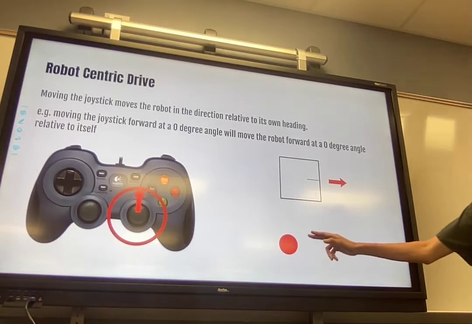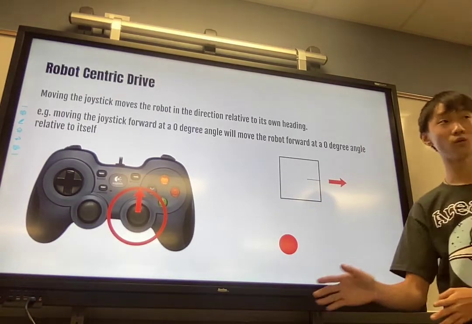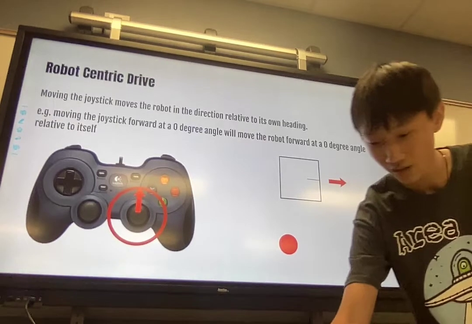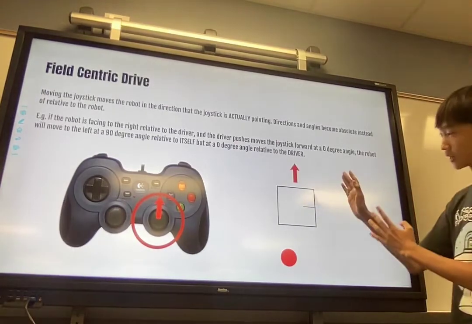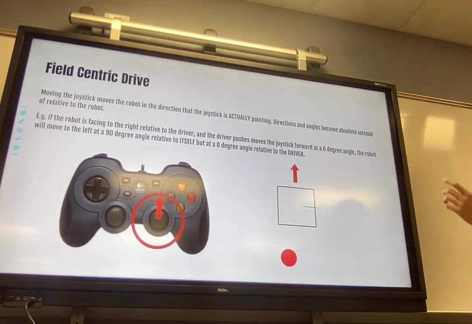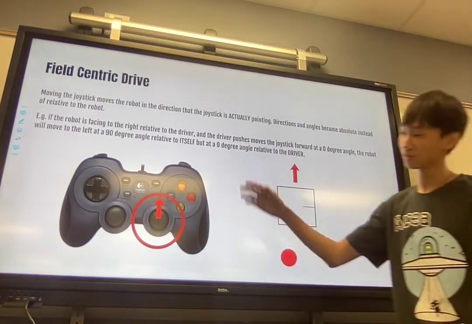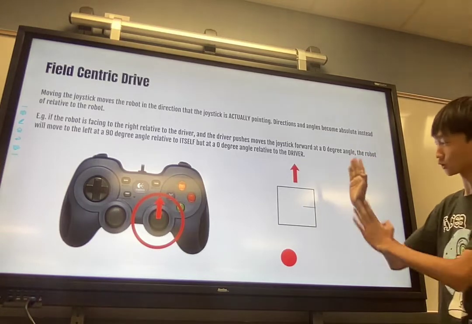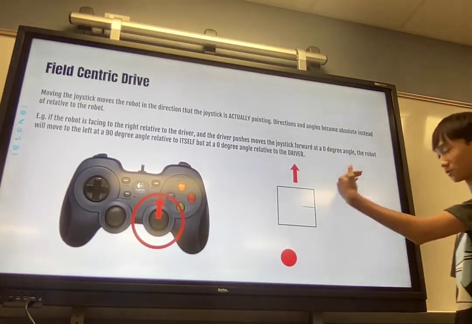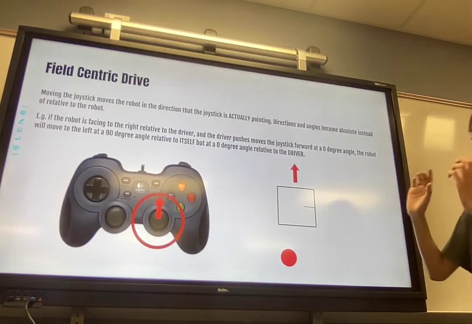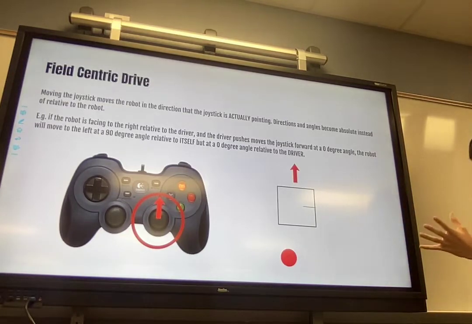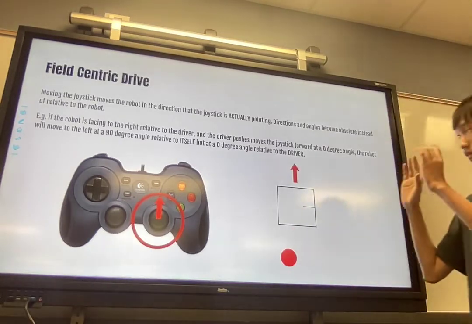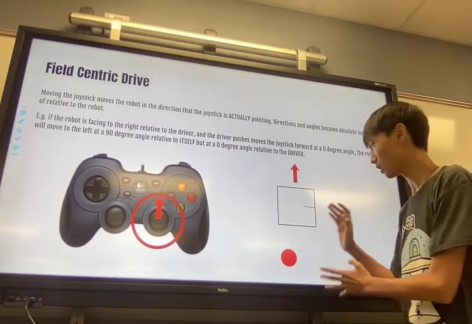But if the driver was standing right here, then the robot wouldn't be traveling forward in the view of the driver. So what field-centric drive is, is that the robot travels forward in the direction of the driver instead of relative to itself. So as you can see here, if you push the joystick forward, then the robot will travel actually forward, not forward relative to itself. It will travel forward relative to what the driver is seeing. So that's kind of what field-centric drive is. It's basically saying that all four of the directions are absolute and not relative to the robot.